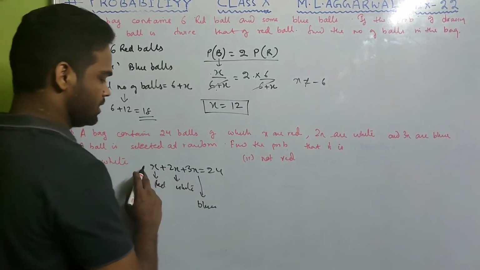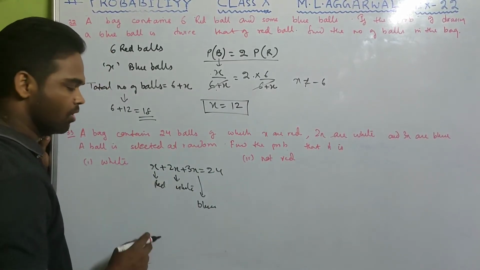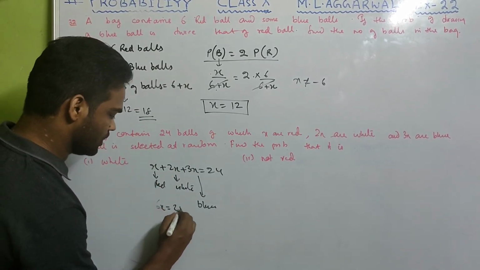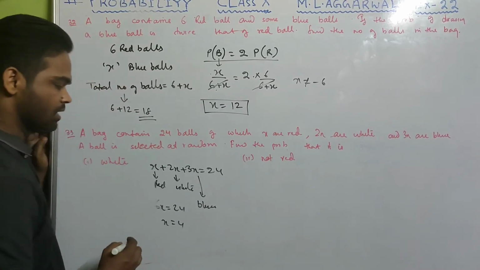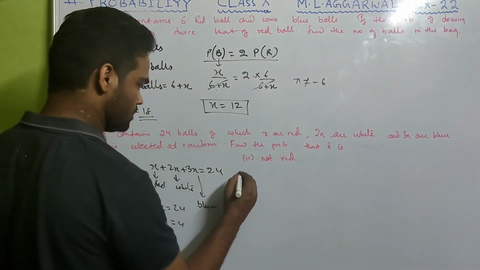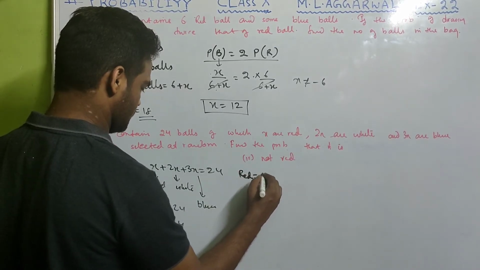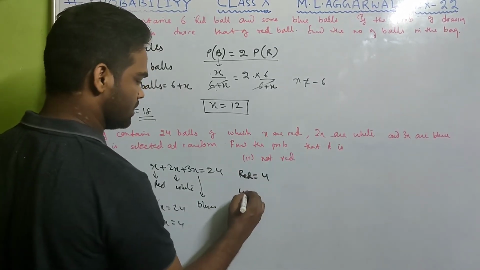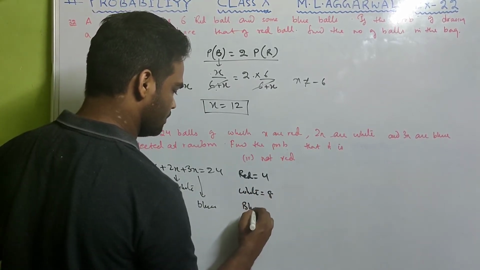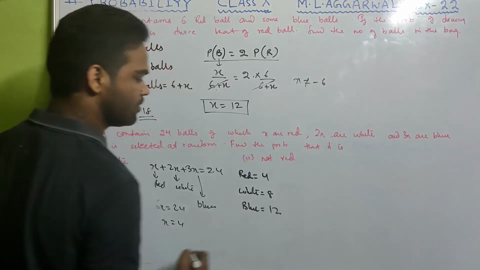First of all, find the number of red, white, and blue balls. This is 3 plus 2, 5, 6x. 6x equals 24, x equals 4. Which means the number of red balls is 4. White balls, 4 2s are 8. And blue balls, 4 3s are 12.